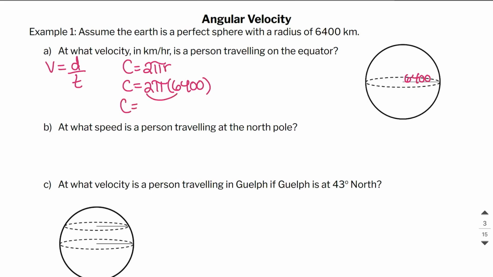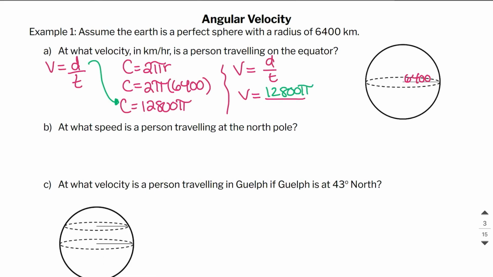When I multiply the 6,400 by the 2, I end up getting 12,800 pi. So our circumference is going to be 12,800 pi, and that is going to be our distance. To find our velocity, if we do distance over time, our velocity would be 12,800 pi over time. It's asking how fast is a person traveling on the equator?